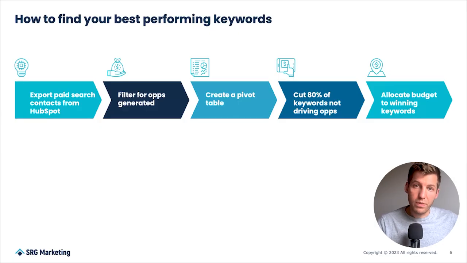The way to find your best performing keywords is to first obviously set up a tool like HubSpot. Then in HubSpot, export all of your paid search contacts and filter for the companies that became sales opportunities from paid search. Then create a pivot table in Excel to see how many ops are generated by which keyword. What you're going to find, I guarantee it, is just a handful of keywords that actually generated sales meetings. You'll probably identify 1 to 3 that are driving almost 80% of all your sales ops. So very simply, cut all those keywords that are not performing at all and focus all of your budget and effort on optimizing the keywords that are driving results.